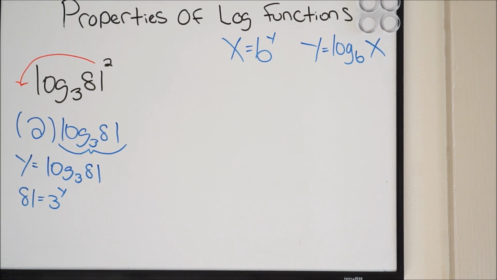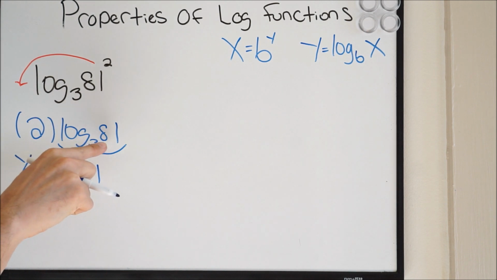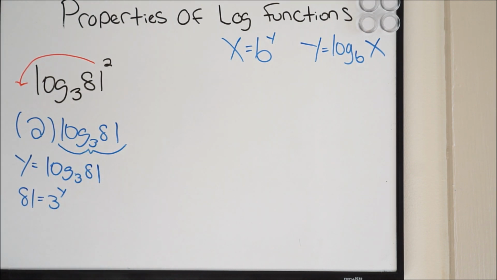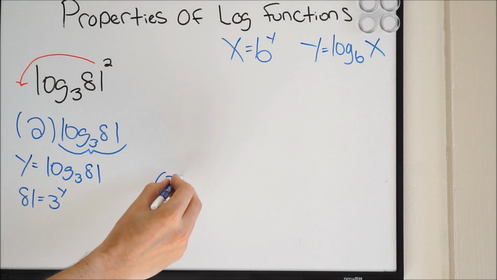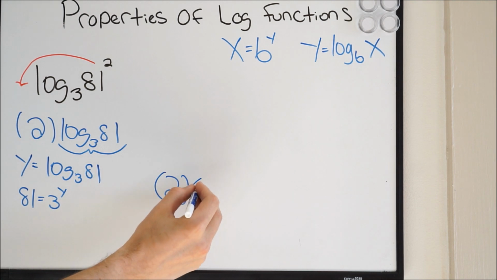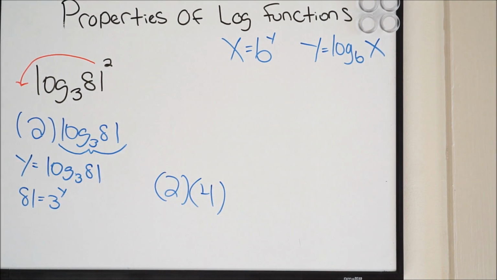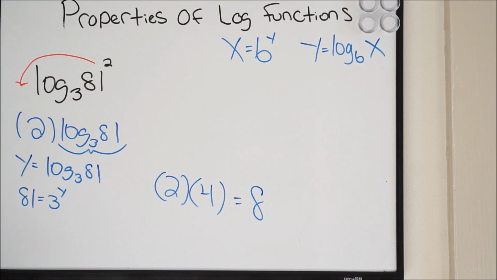Now what do I need to plug into y here in order to get 81? Well, that's going to be 3 to the 4th power. 3 to the 4th power is 81. So this whole part right here, when we evaluated it, is 4. So knowing that, we can rewrite this as 2 times 4, which is 8. And that's it. We just evaluated this log using properties of log functions. This is your final answer right here, 8.